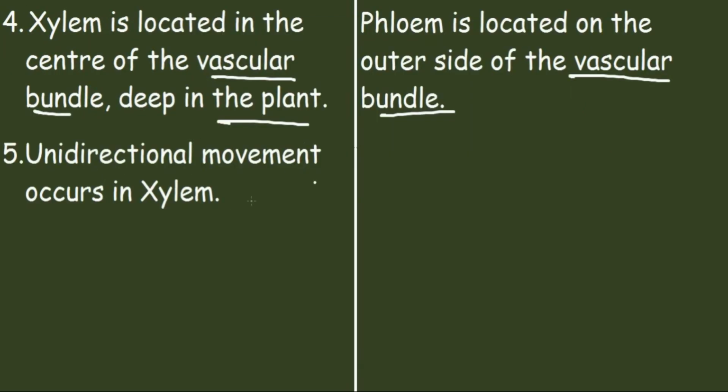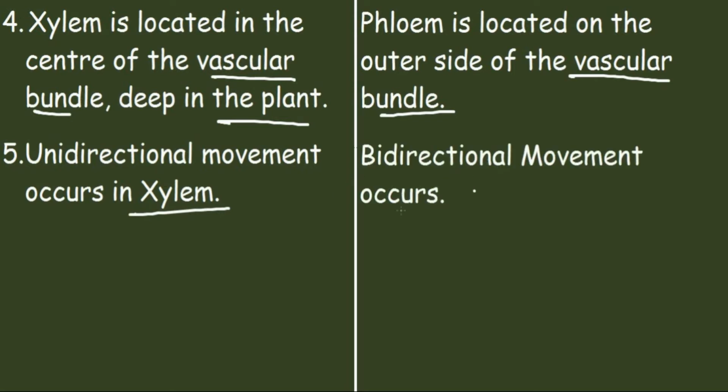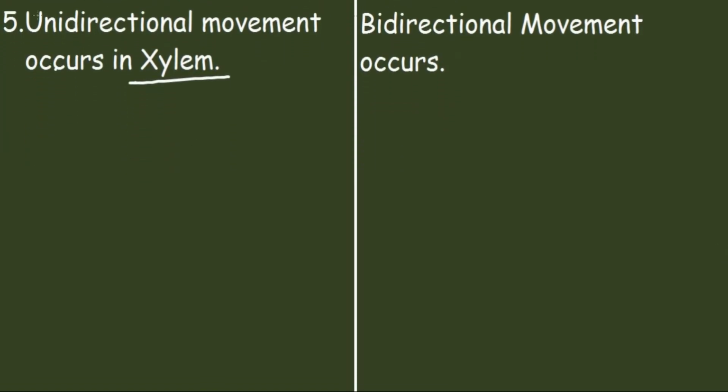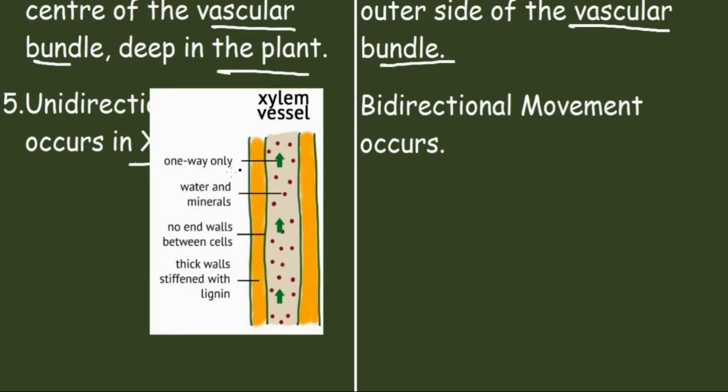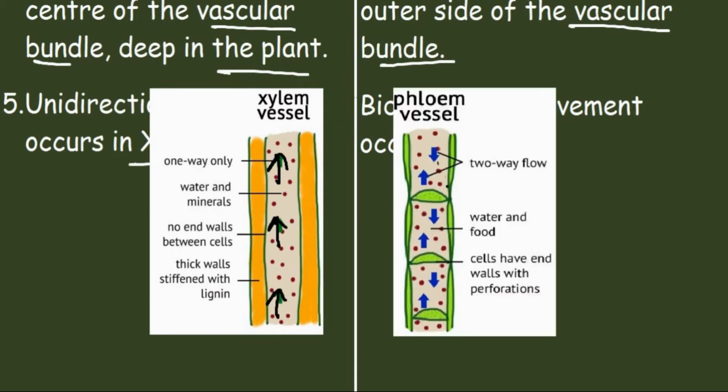Unidirectional movement occurs in xylem, and bidirectional movement occurs in phloem. Let me explain this with the help of a diagram again. On the left you can see a diagram of the xylem vessel. Here the movement occurs in only one direction. And for phloem, you can clearly see that it is a bidirectional flow. The flow is occurring in two directions. So this was the difference. Now let's move on to the next point.